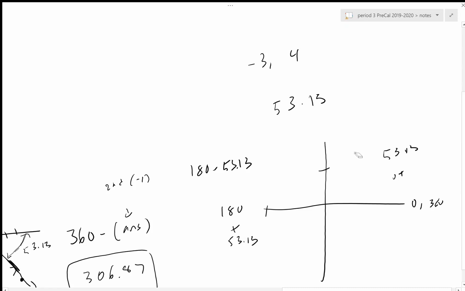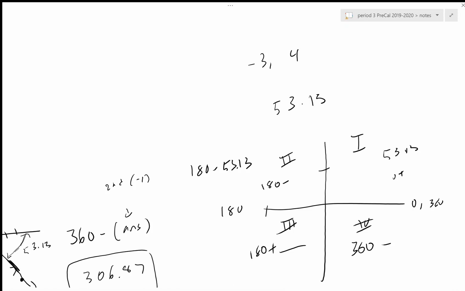So basically what I'm telling you, when it's in quadrant 1, it's your answer. When it's in quadrant 2, you're going to do 180 minus whatever your angle is. If it's in quadrant 3, you're going to do 180 plus whatever your answer is. And if it's in quadrant 4, you're going to do 360 minus whatever your answer is. And that's how you find the direction angle of the vector. That's the first part. All right. Next part.